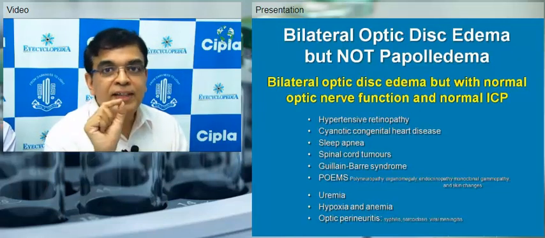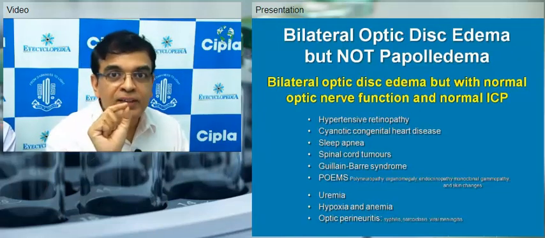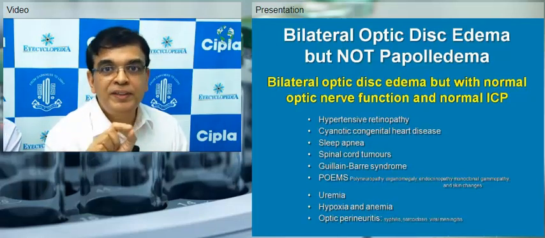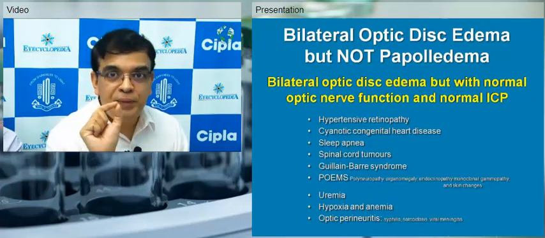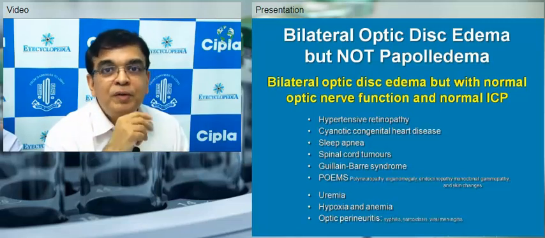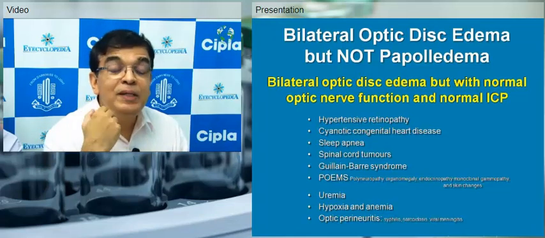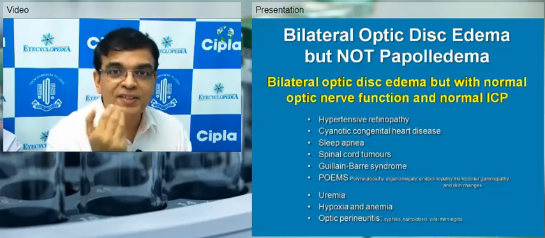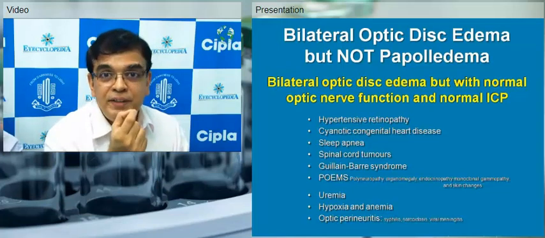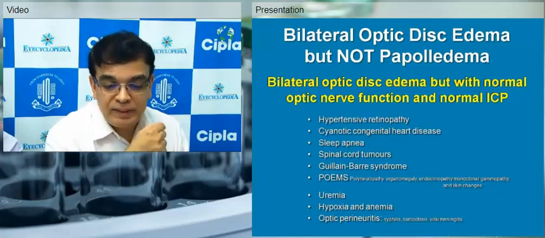And this leads us to one of the most important things that you do when you see a patient with bilateral disc swelling in such a situation: ask for the blood pressure. I'm not talking of high BP, say 140/100. I'm talking about conditions where the blood pressure may be as high as 200 plus over 100, 110. So these patients with malignant hypertension can present with such a situation.